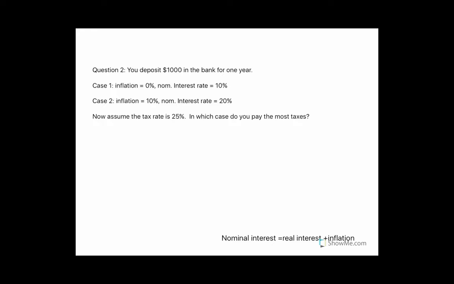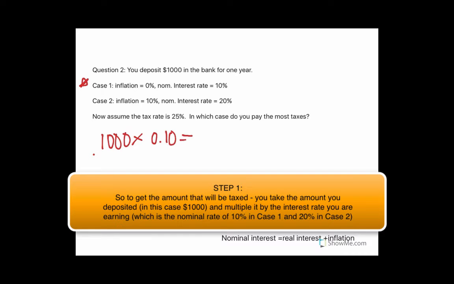So you initially invest the $1,000, and then in case 1, the interest rate's 10%, so your total return is 1,000 times 10%, which equals 100. And then in case 2, you have that same deposit of $1,000, but there's a 20% nominal interest rate, so you multiply it by 20%, which gives you $200.